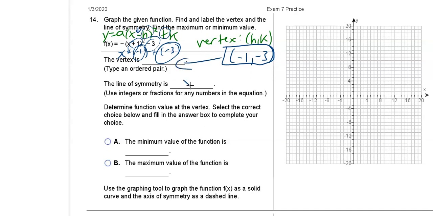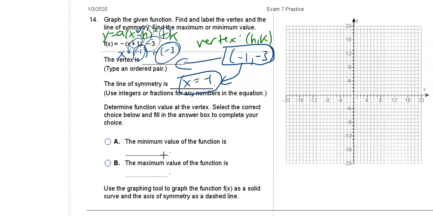The line of symmetry, we talked about that on a previous problem. It's just going to be x equals whatever the x coordinate of that vertex is. So once you have the vertex, the axis of symmetry is pretty straightforward. We'll get the minimum and maximum value after we graph. It will be from the vertex, but we don't know. I mean, we can find out, but let's just graph it first. And then once we see the graph, it'll be pretty obvious whether it's a maximum or a minimum.